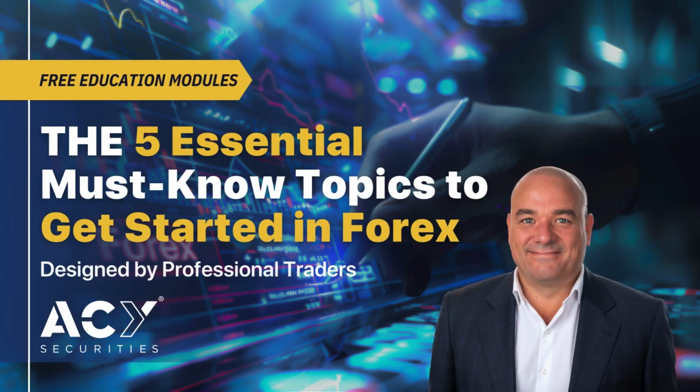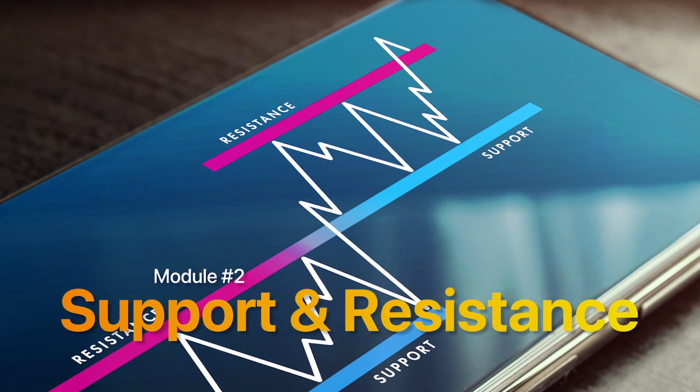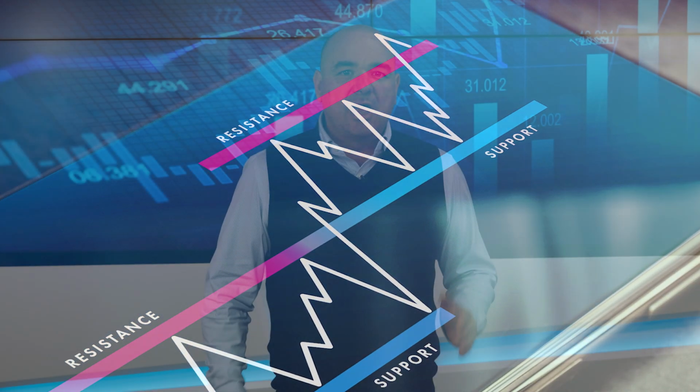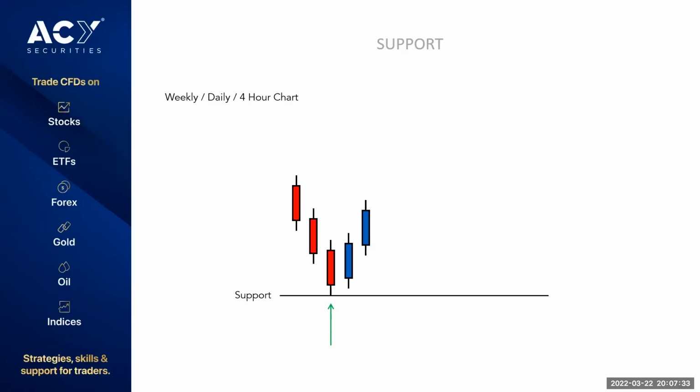So the first session, we had a look at the concept of trend, understanding trend and how to use it in your trading. So part 2, we're going to look at 2 of the most essential concepts in price action trading, and that is support and resistance. I like to think of it simply as a roof and a floor, okay?